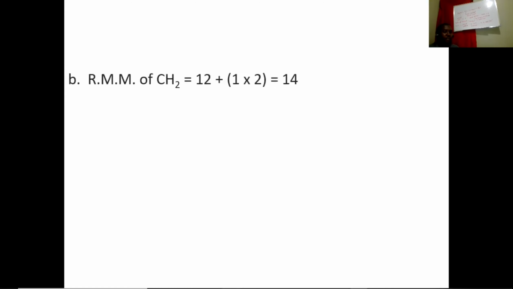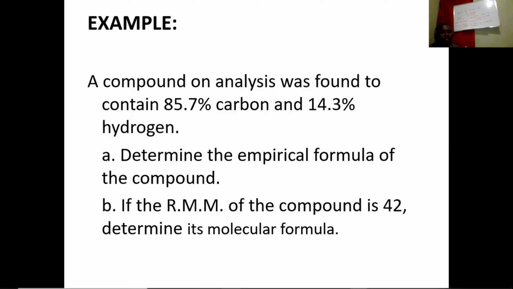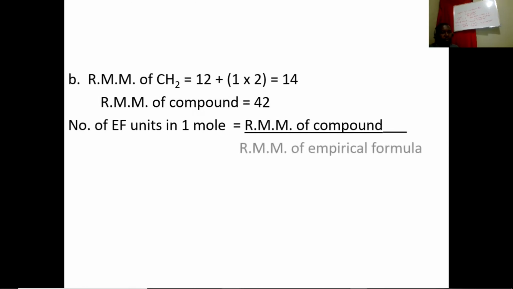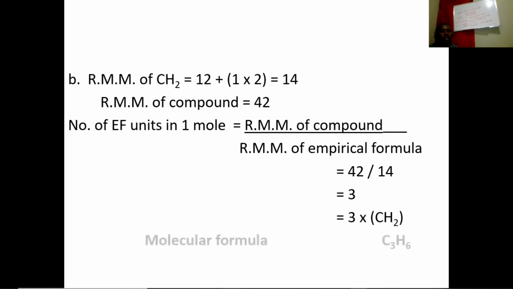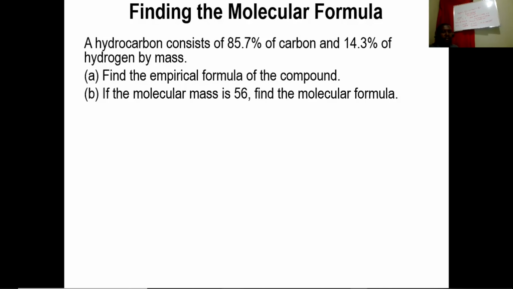But now, since part B says that the molecular mass is 42, finding your molecular formula from your empirical formula is the same as before. So it's CH2 to the N, right? So it's 42 divided by 14, since CH2 is 14, and we get 3. So we multiply the 3 by the CH2, and you get C3H6, right?